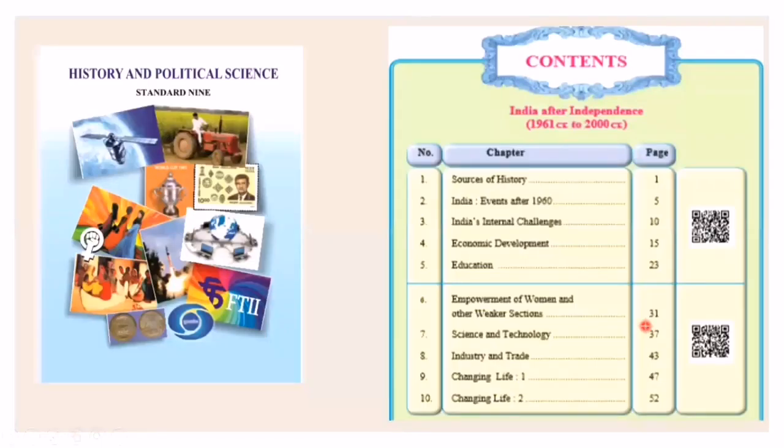Coming to your question, your textbook. See, your textbook interface is like that, history and political science. Now see, from this interface, you can see there is no ancient history, no medieval history. Children, we are going to learn our Indian history after independence. The period is 1961 to 2000.